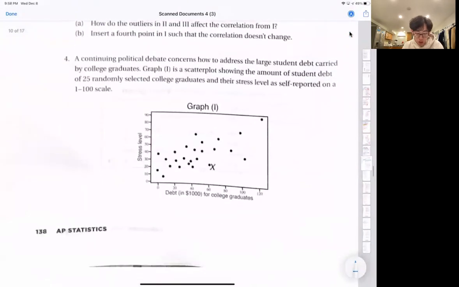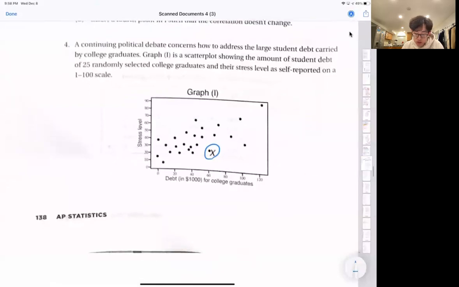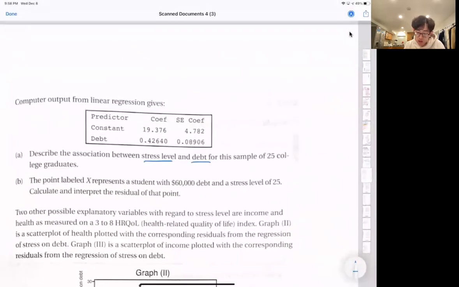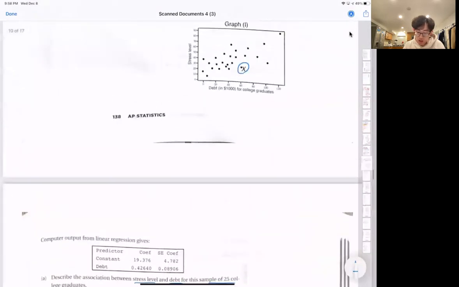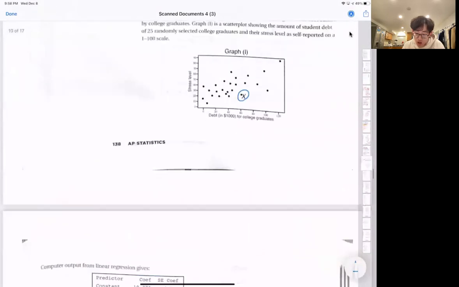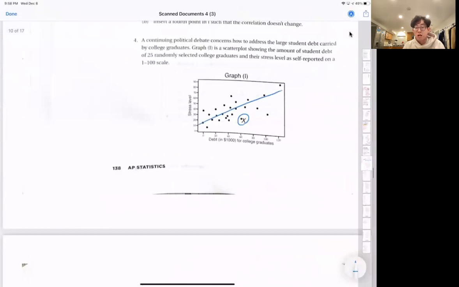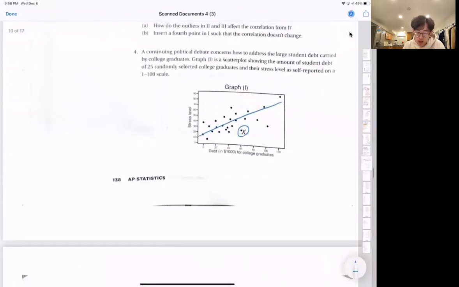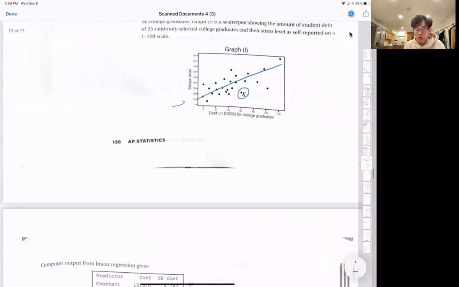That was easy. Number 4, continuing graph 1, a scatter plot showing the amount. Okay, so we have to really account for the X here. So I'm assuming that's super important. Describe the association between the stress level and the debt of these 25 sample college graduates. There is some sort of, I mean, you can draw a line. For this one, they don't even give you the R value, which is kind of unfortunate. But you just really have to make a judgment call on this.